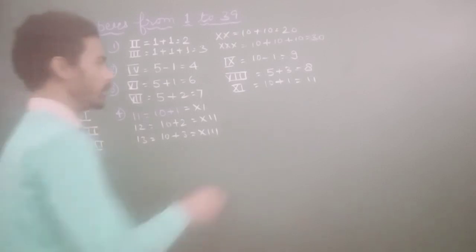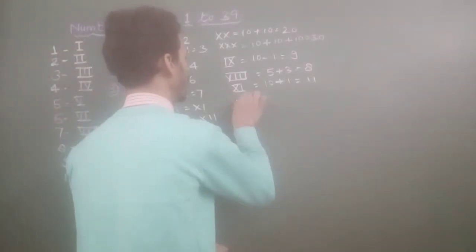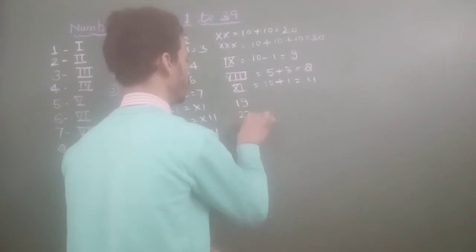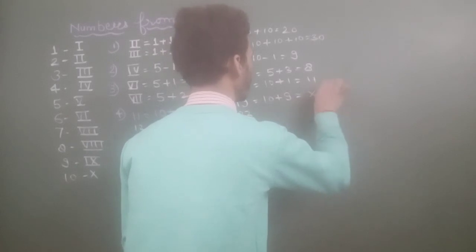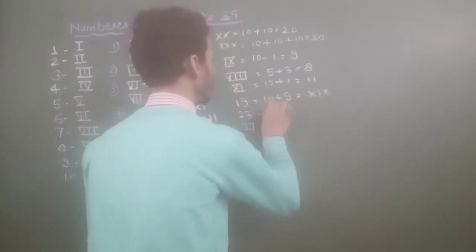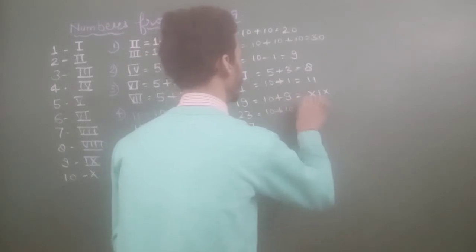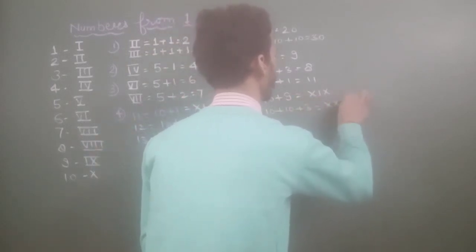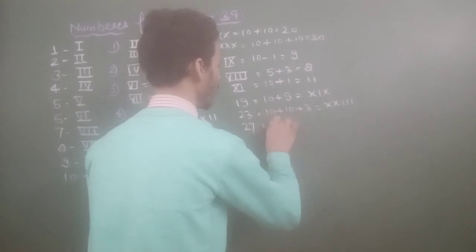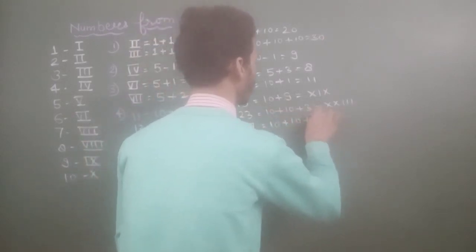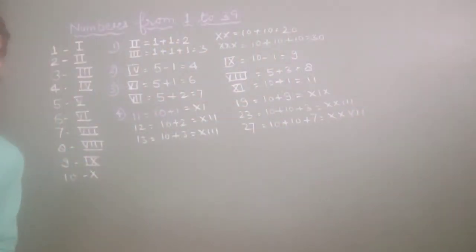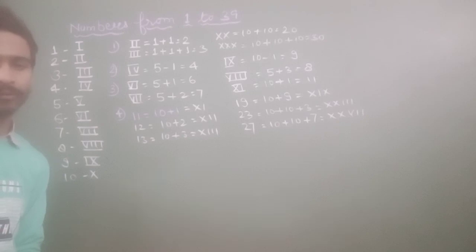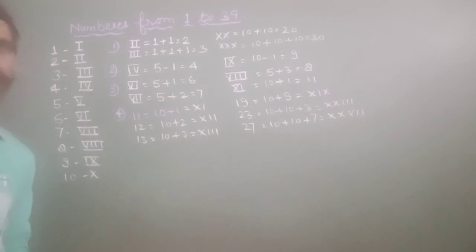13 is 10 plus 3, that is X triple I. For 19, it is 10 plus 9. For 10 there is X, and for 9 IX. 23 is 10 plus 10 plus 3, that is XX triple I. 27 is 10 plus 10 plus 7, that is XX V double I. So to write numbers greater than 10, they are expanded into tens and ones, and appropriate letters are used.